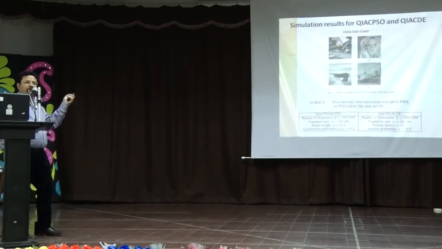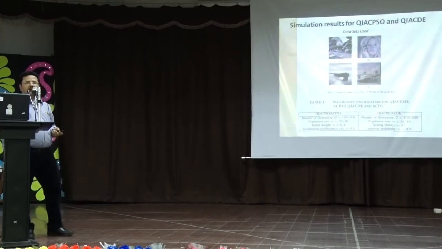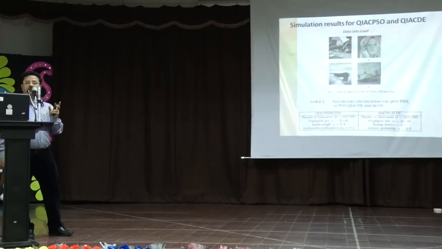You see these 4 images. We have applied the algorithms on these 4 images. We have applied the quantum version of QIACPSO. What does the entire acronym mean? QI means quantum inspired, AC means automatic clustering, PSO means particle swarm optimization. Similarly, QIACDE means quantum inspired automatic clustering differential evolution. We apply these 2 algorithms on these 4 images with the different parameters listed below.